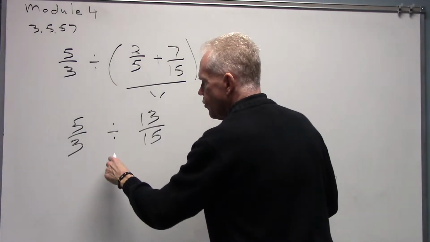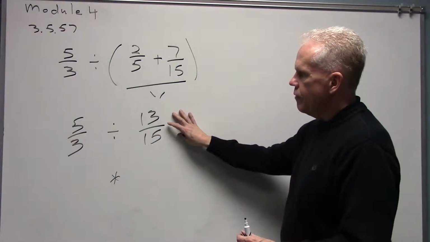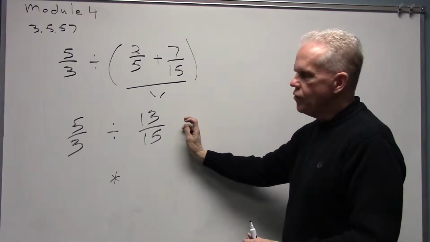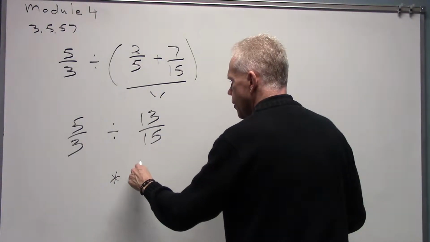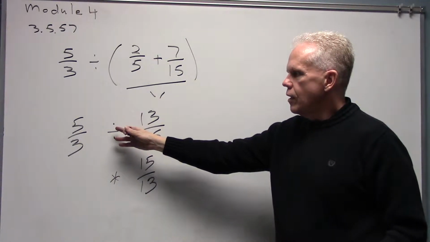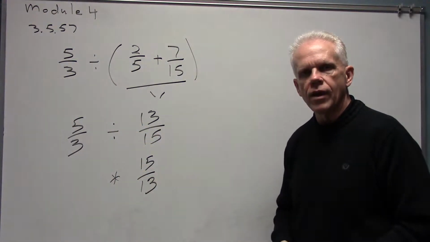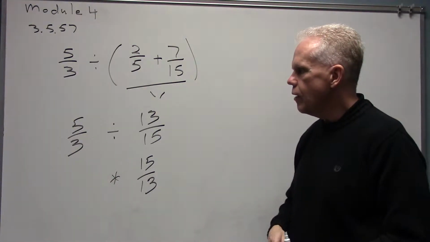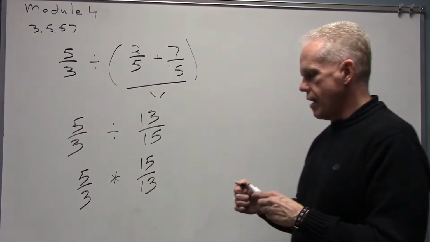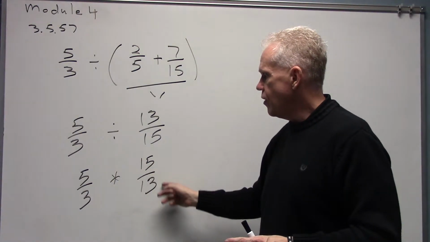We change the division symbol to multiplication, and then we take the reciprocal of the number behind the division symbol, the second number, we flip it. If you take the reciprocal, that means you flip it over. So in other words, division really changes to multiplication by the reciprocal of the second number. So we just flipped it over. And now we leave this first number the same. So 5/3 divided by 13/15 can be worked out best as 5/3 times 15/13.